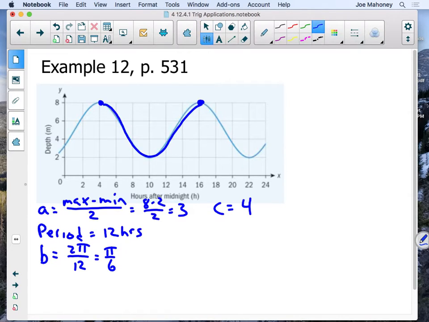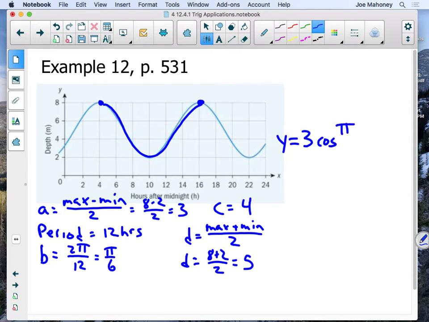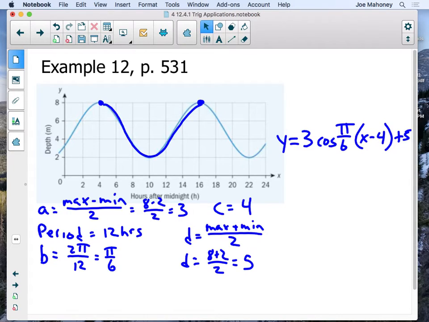And the vertical change, we could find the average of the maximum and the minimum. So that's going to be 8 plus 2 divided by 2. 10 over 2 is 5. So the function that we want to write then to model this is y equals 3 times the cosine of pi over 6 multiplied by the quantity x minus 4, plus 5. Now we can do a couple things with that.